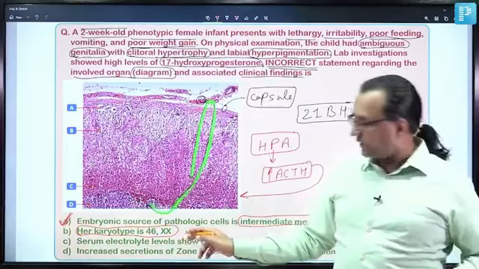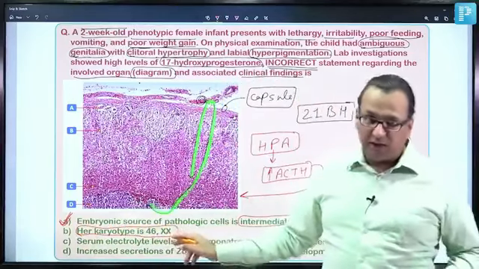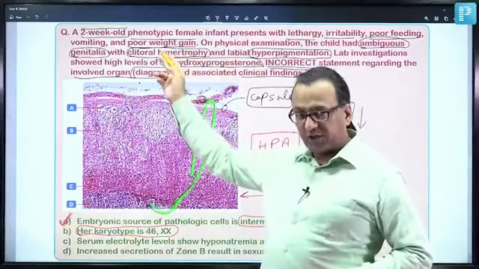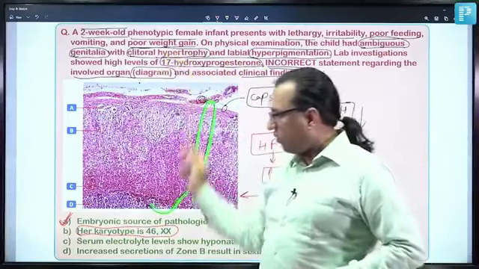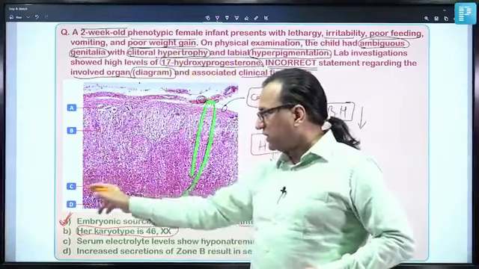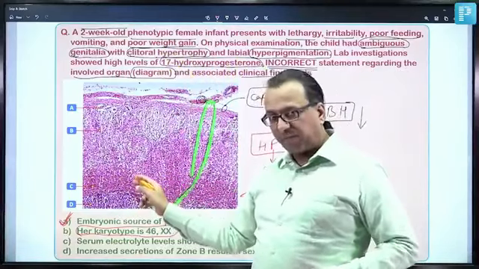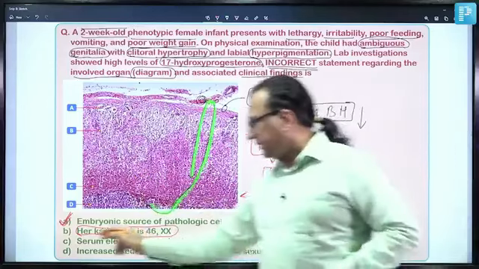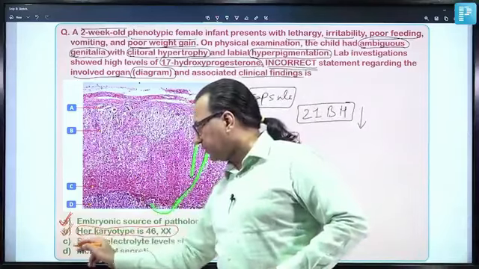The problem is, despite being a normal female, she is behaving like a male, or masculinization has happened due to over secretion of zone C, zona fasciculata, more of androgens. Okay, so that means choice B is a true statement. What about choice number C?